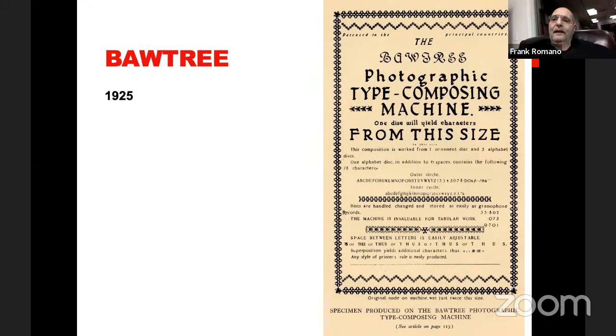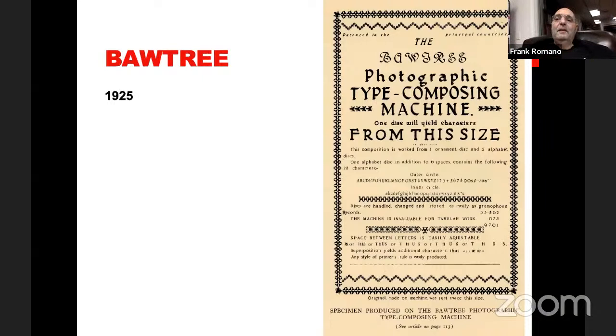In the 1930s, if you were an offset lithographer, you could not join the main printing association. They were only for letterpress people. And so that's why the NAPL, the National Association of Photolithographers, was formed in order to have a place for lithographers to come together.